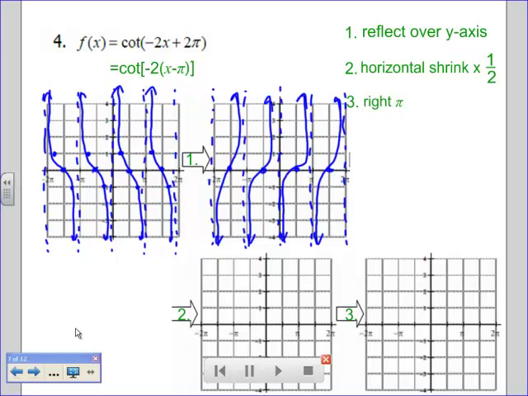Horizontal shrink times a half comes next. Your asymptote at 0 should stay at 0. Your asymptote at pi is going to be moved to half of a pi. Your asymptote at 2 pi is going to move to 1 pi. Once you get the idea of what this will look like, you'll know that you have an asymptote at every pi over 2 value. It's going to give us 8 total pieces to this graph in our 4 pi width of our graph.